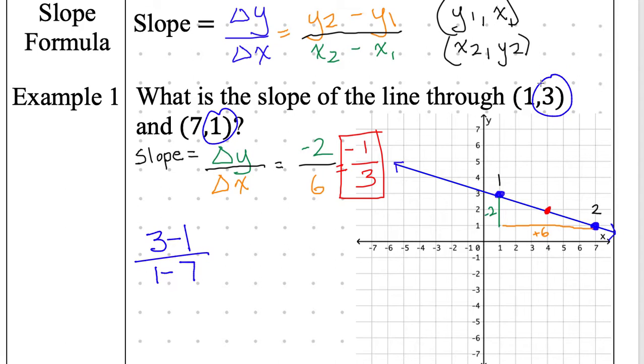I'm always doing the first point minus the second point. The first y coordinate minus the second y coordinate, and then the first x coordinate minus the second x coordinate.